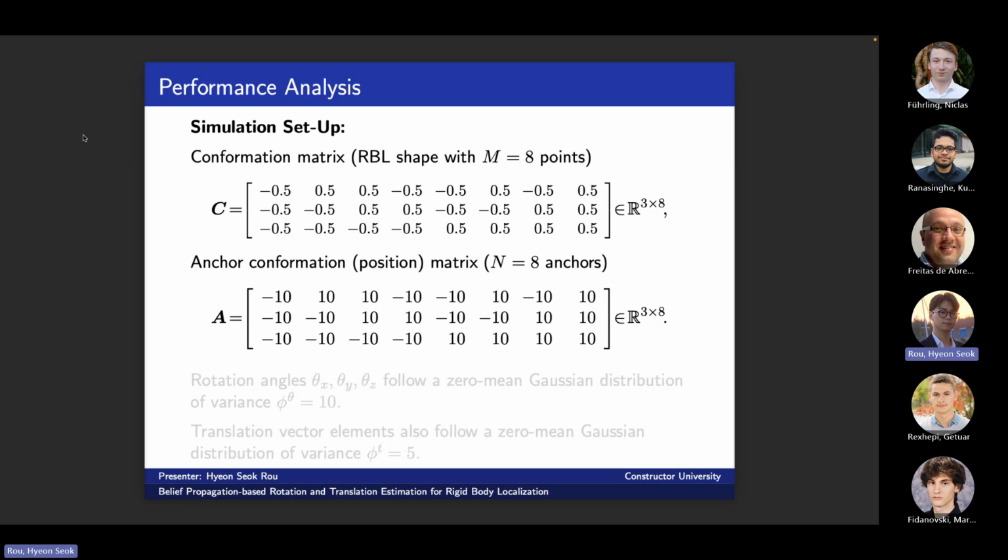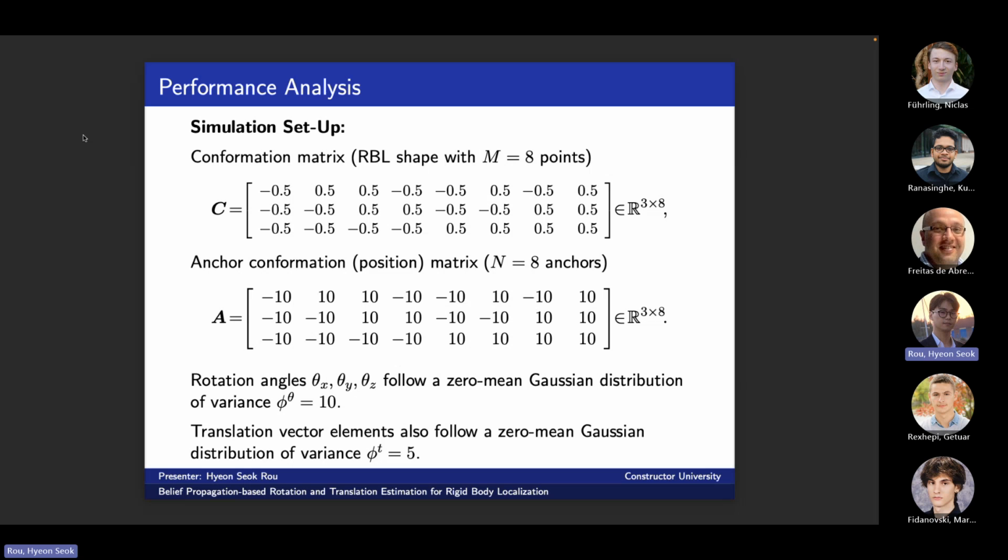So the same example as before, where the cube is positioned at the origin, and the length of each edge of the cube is one unit, such that all of the 8 points are denoted by the columns of the matrix C. And then the anchor conformation is given by the matrix A, which means that the anchors are positioned in a cubic room of length 20 meters. So the positions of the anchors are the columns of this matrix A.